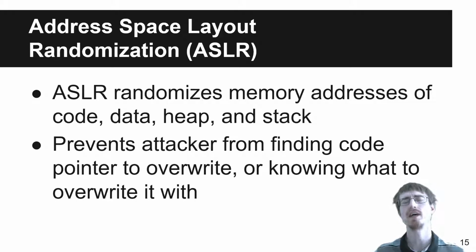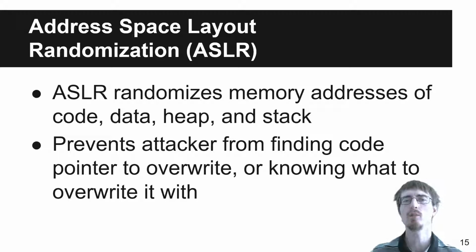Now that I've shown how to break canaries, as well as how to break non-executable regions, let's see the next technique to help us out and prevent these nasty ROP attacks. And this technique is known as ASLR, Address Space Layout Randomization. And what it does is it randomizes the memory addresses of the different code regions that are in the process image, such as the code, the data, so the global data, the heap, as well as the stack.